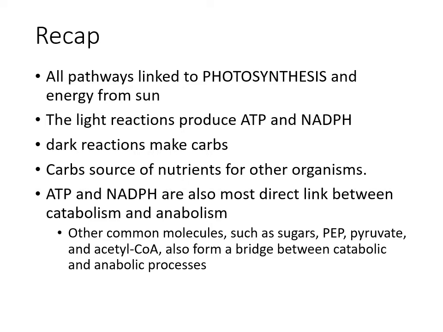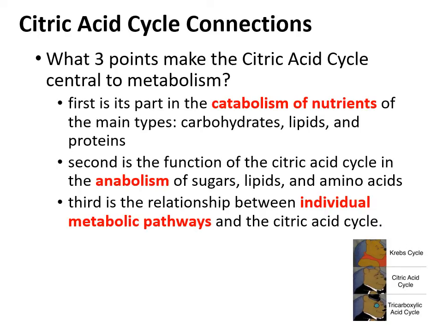This is just a recap of the main points of the previous slide for you to jot down in your notes. Now, in the previous slides, when we talk about metabolism and all the connections that exist, one of the cycles that you see constantly connected to the other metabolic processes is the citric acid cycle. And so this slide just summarizes the three main points that make the citric acid cycle so critical to the study of metabolism. The first one is that the citric acid cycle is connected to the catabolism of nutrients, specifically carbs, lipids, and proteins.